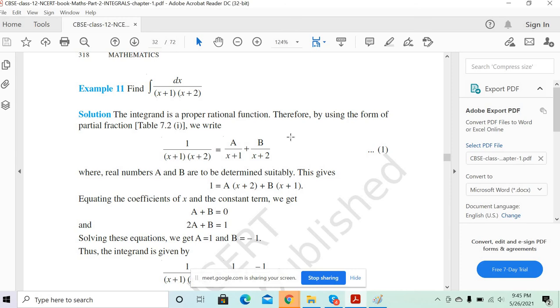Got it? Yes, sir. So what you will do? You take the LCM of x + 1 and x + 2, which becomes (x + 1)(x + 2). The numerator will become A(x + 2) + B(x + 1). So here the numerator should be equal to the left hand side numerator, because the denominators are both equal.